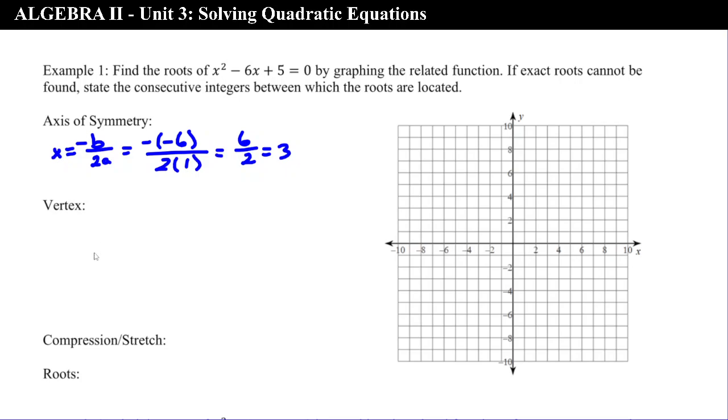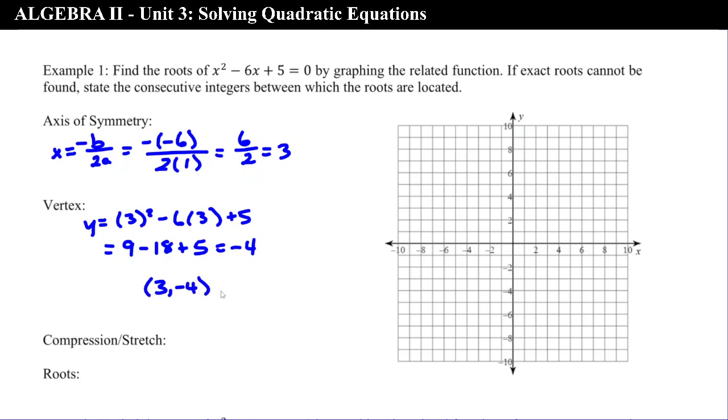All right, we've got our x value. Now to find the y value of our vertex, we're going to plug 3 back in. So we're going to have 3 squared minus 6 times 3 plus 5. And that gives us 9 minus 18 plus 5. So our y value ends up being negative 4. And so our vertex is at the point 3, negative 4.